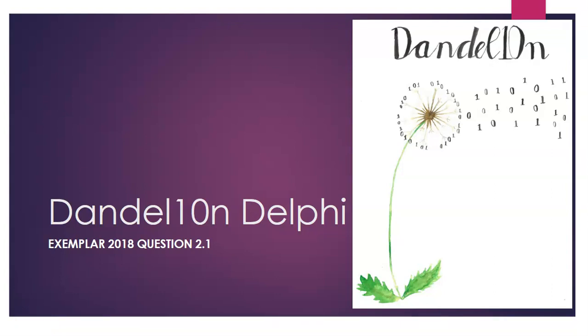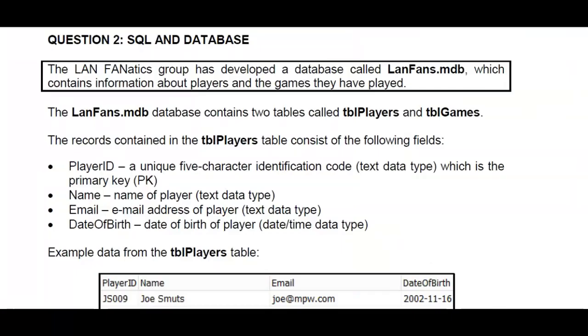We're looking at the Exemplar of 2018 question 2.1, which deals with SQL, so possibly some of the grade 11s could join this lesson as well. So in this exemplar, they are showing us the design of the database inside of the question, where usually it can be found at the end of the paper.